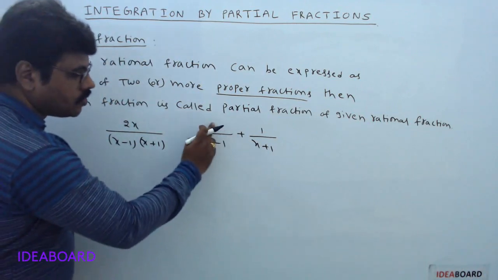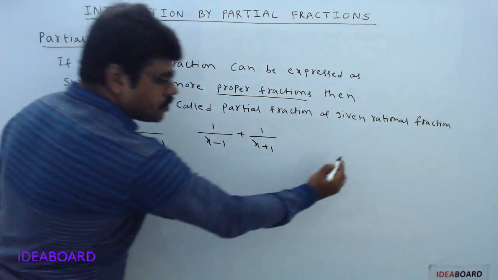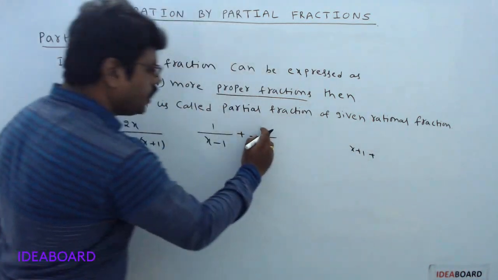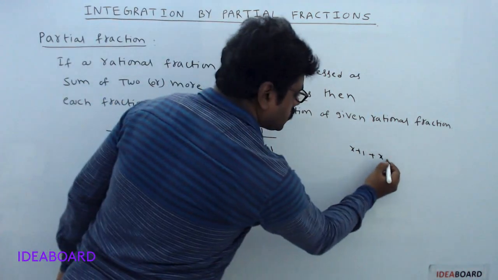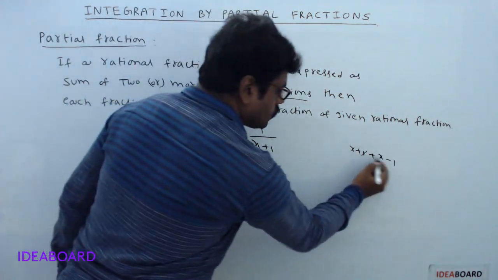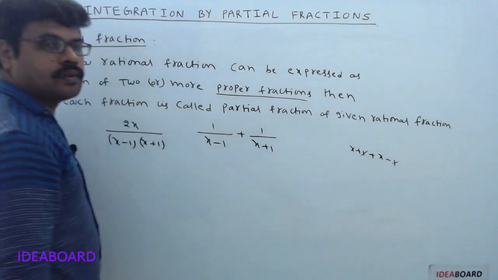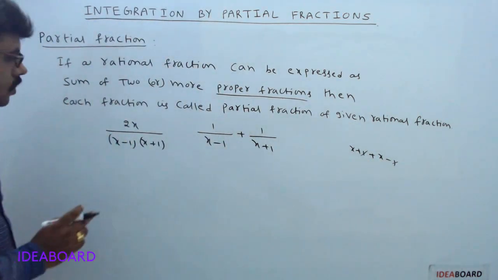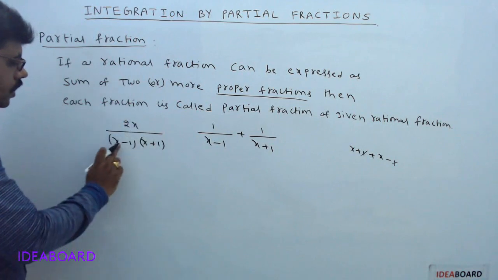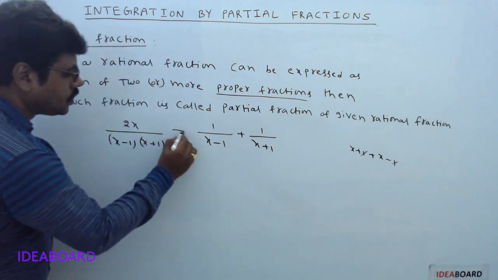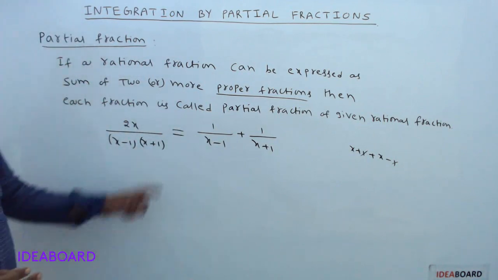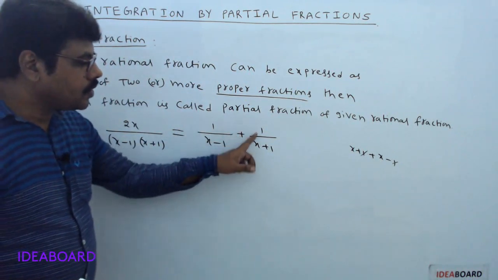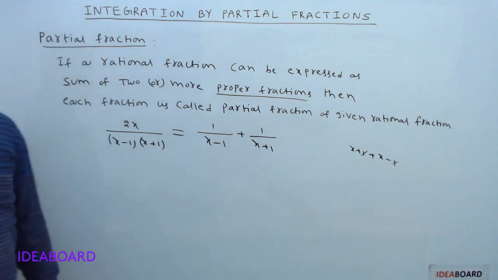What about the corresponding numerator? 1 into (x plus 1), x plus 1, plus 1 into (x minus 1), x minus 1. Now here plus 1 and minus 1 will be cancelled. x plus x, 2x. So 2x divided by (x minus 1) into (x plus 1) can be written as 1 divided by (x minus 1) plus 1 divided by (x plus 1).